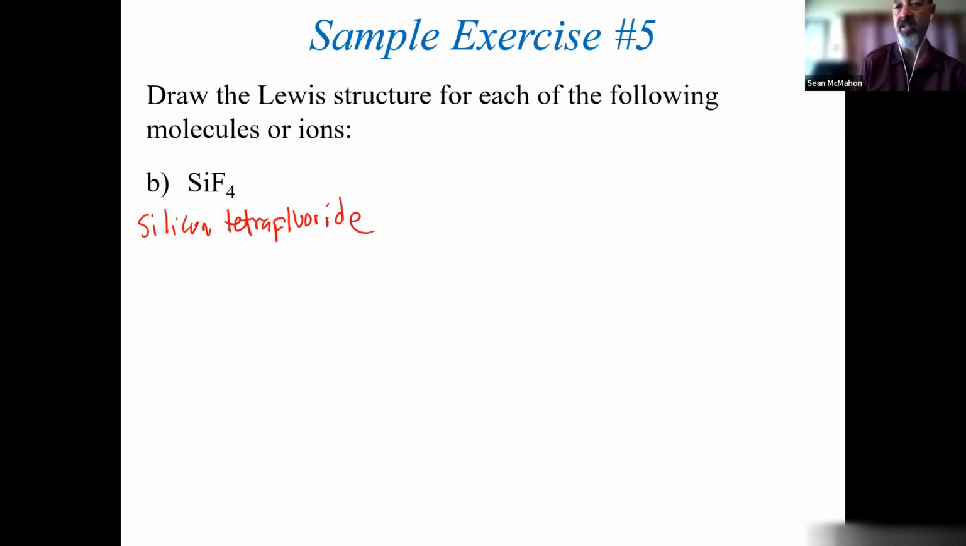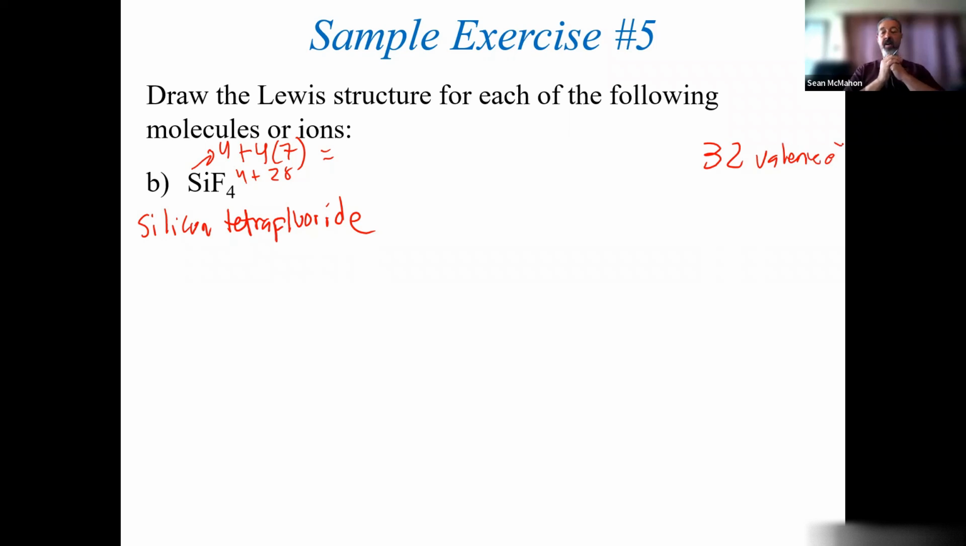So the first thing I need to do is figure out how many valence electrons. So silicon has 4, plus there's 4 fluorine. Each of those have 7. So 4 times 7, 28. 28 plus 4 is a total of 32 valence. I'll put it over here, 32 valence electrons. There's my total. Now, which one is going to be in the center? Remember, hydrogen and fluorine are never in the center, so we know it's silicon. And I have 4 fluorines.